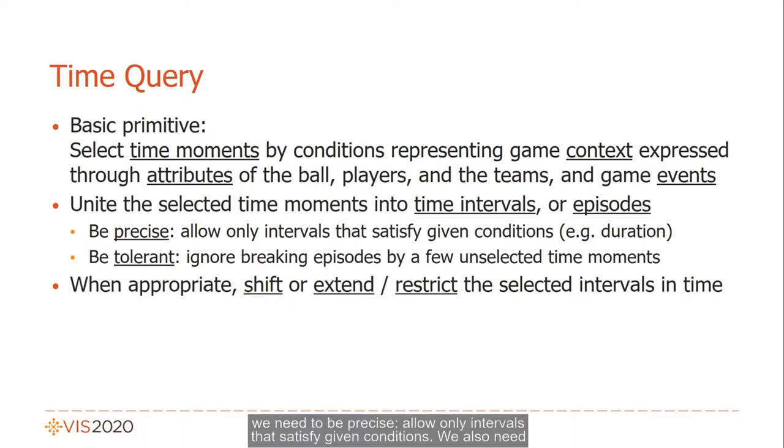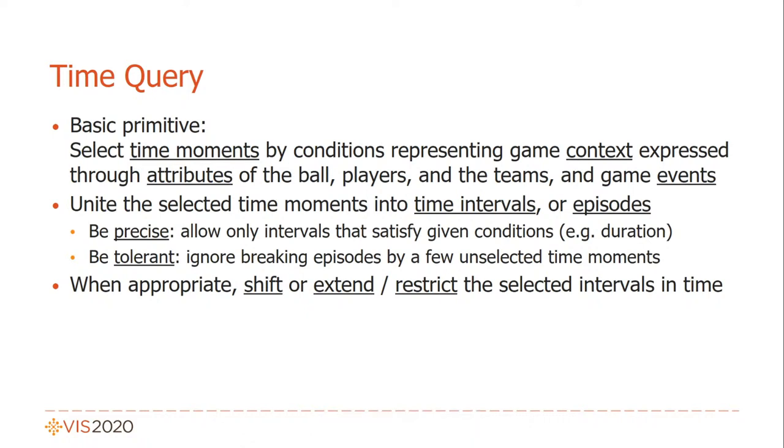In this operation, we first need to be precise, so we allow only intervals that satisfy given conditions, for example, given duration. And second, we have to be tolerant. We ignore breaking episodes by a few unselected time moments. And when appropriate, we shift or extend or restrict the selected intervals in time. This allows us to address the imperfection of the data and the specifics of the game.